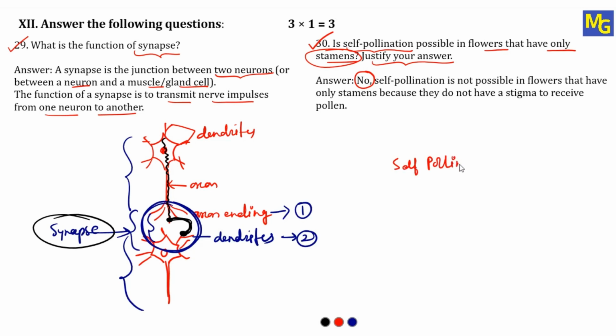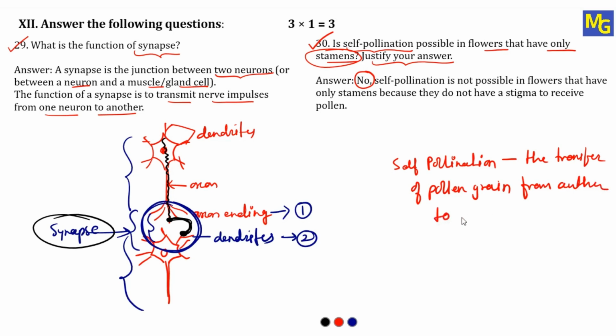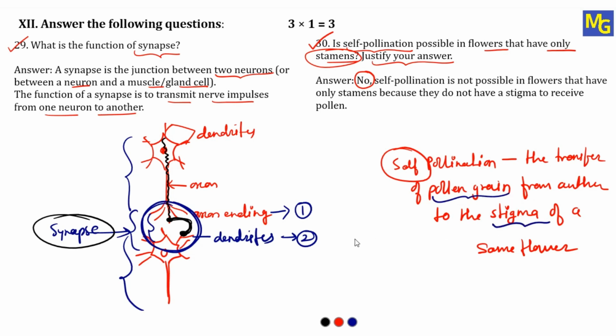Self-pollination means the transfer of pollen grain from the anther to the stigma of the same flower. See here, what is the definition? What is self? Self means in the same flower. If the pollen grain from the same flower is transferring to the stigma of the same flower, imagine, I'll draw here one simple diagram.